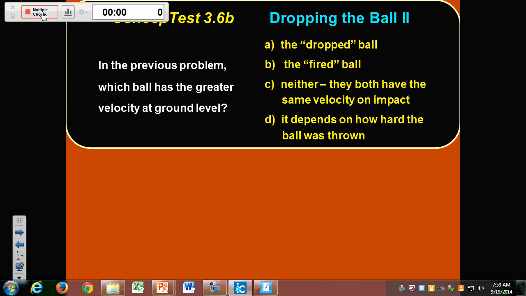Which ball has the greater velocity at ground level? Dropped or fired? Neither. Depending on how hard the ball was thrown.